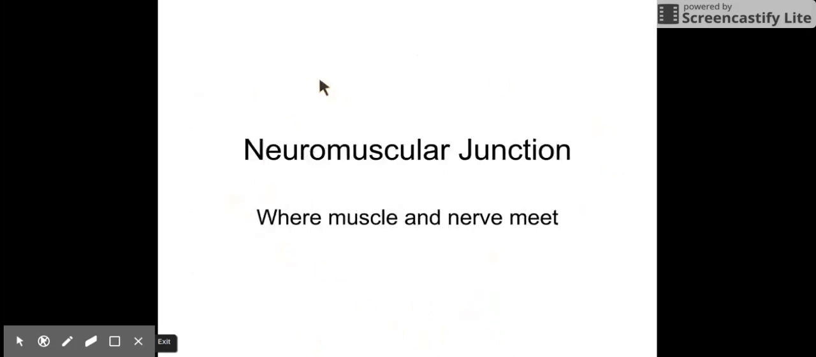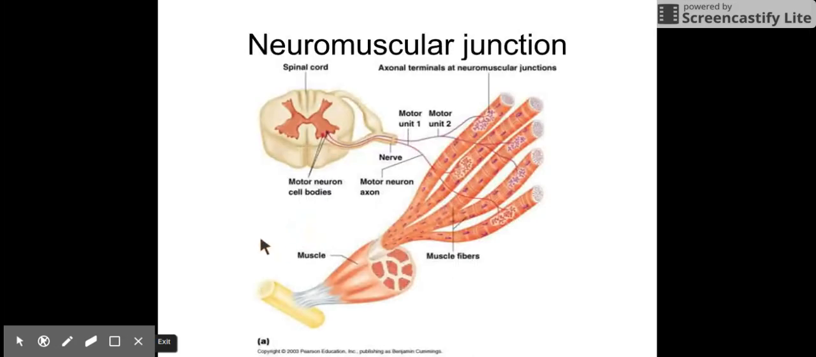So let's talk about the neuromuscular junction. This is where muscles and nerves meet. And here you can see your spinal cord coming down and you have your nerve running from your spinal cord.